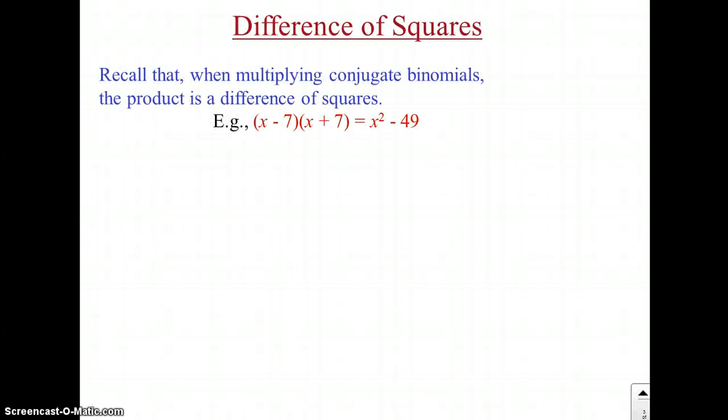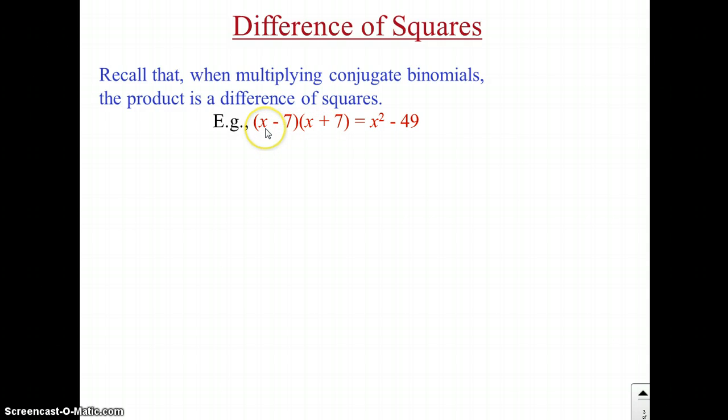Next we'll look at factoring a difference of squares. Again, recall that if we multiply two binomials that are called conjugate binomials, the product is a difference of squares. So conjugate binomials are almost exactly the same binomials except for the sign in between them.